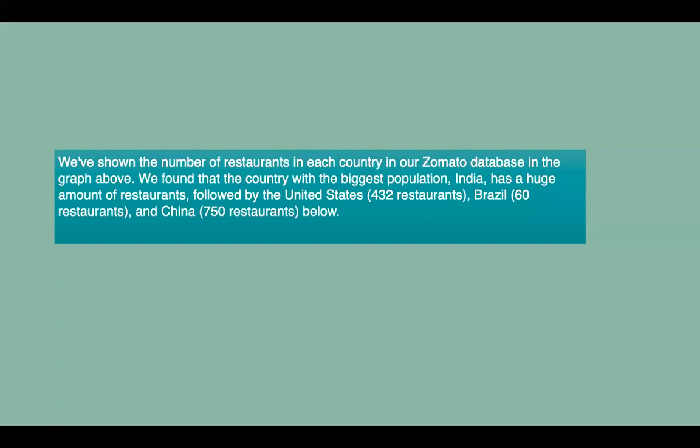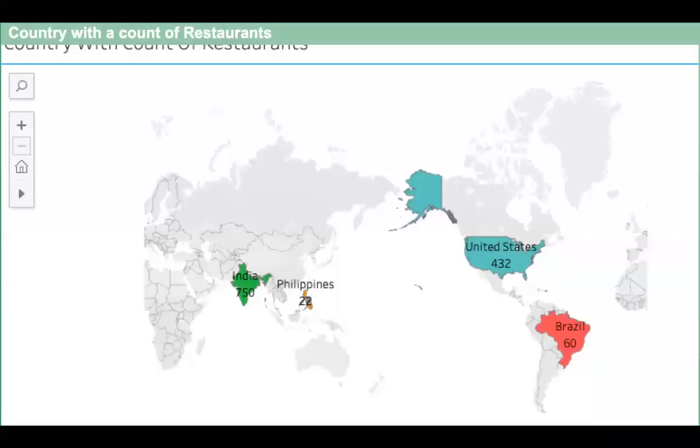We show the number of restaurants of each country in our Zomato database in the graph above. We found that the country with the biggest population, India, has a huge number of restaurants, followed by the United States, Brazil, and China, with 750 restaurants shown below.